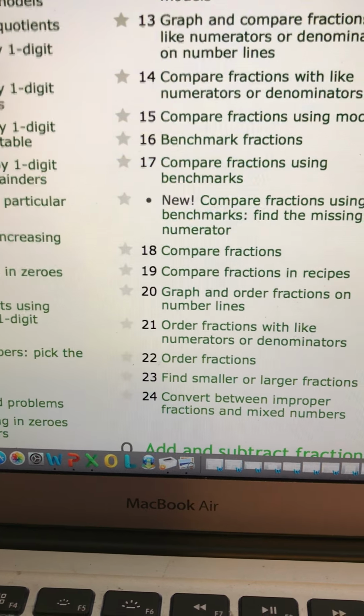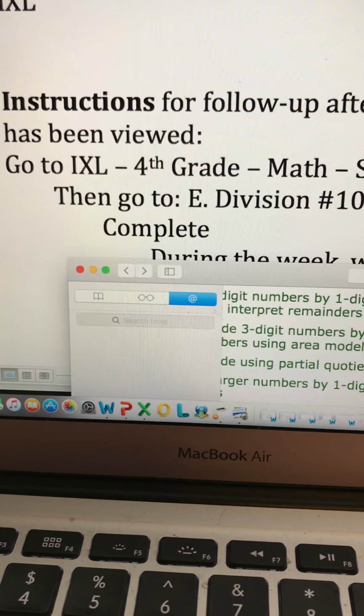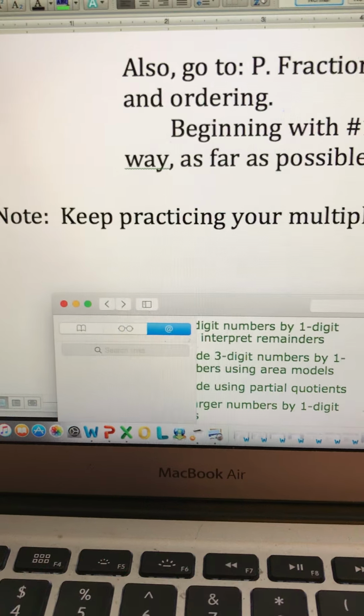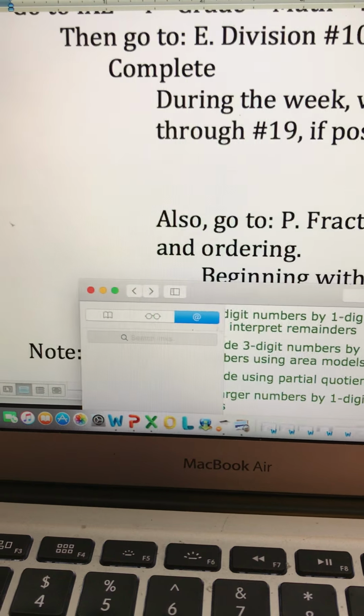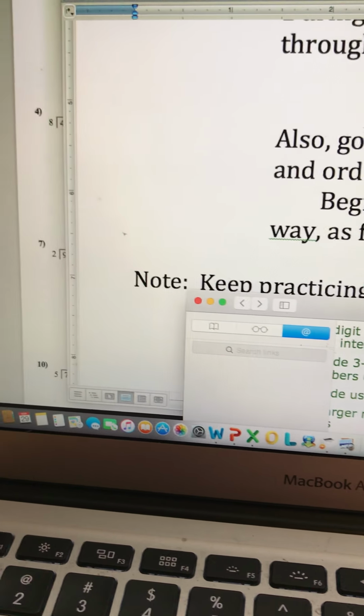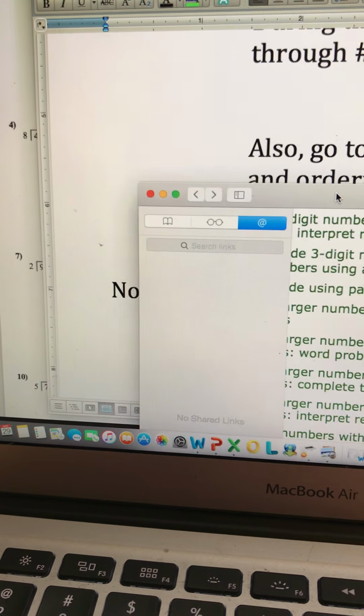Let me make sure I put that on there. Where did I say go through? I see go all the way through 24 if you can. That's 19 was where I said stop with division. But now if you can go further than that, then that's fine.